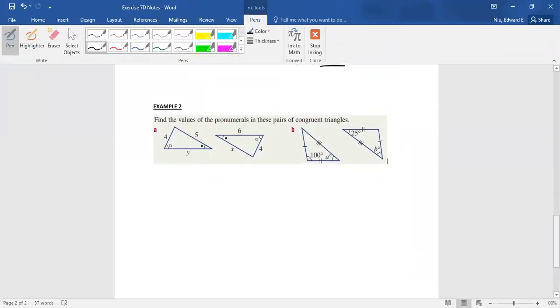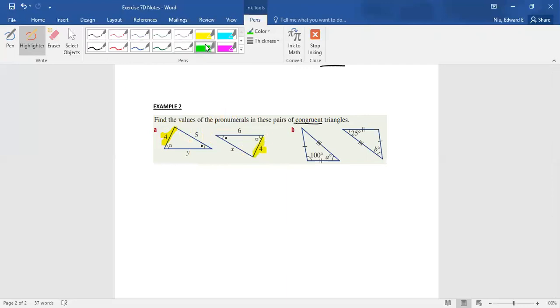So here's where it gets a little bit tricky. It says here, find the values of the pronumerals in the pairs of congruent triangles. So what they've told us is these two triangles in A and B are the same or identical. They are the same. So let's say if we have the 4 side, which is this short edge here, what is the value of y?